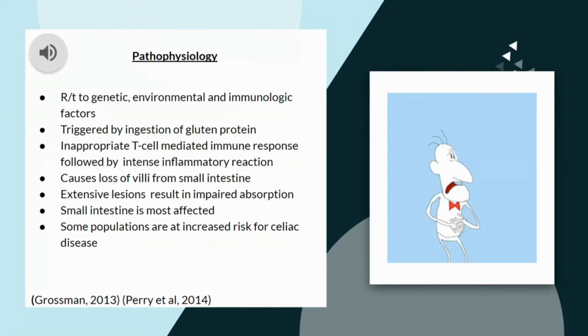Eventually, this can lead to lesions in the small intestine, which, when extensive, can impair the absorption of essential macro and micronutrients such as fats, proteins, carbohydrates, vitamins, and minerals. This process commonly occurs in the small intestine because this is where exposure to the protein gluten is the greatest. Populations that are at a higher risk of celiac disease include those with type 1 diabetes, autoimmune endocrinopathies, and those with first or second degree relatives with celiac disease.